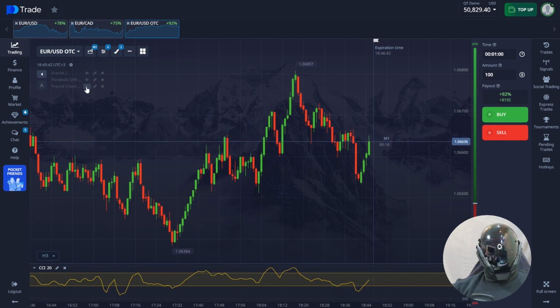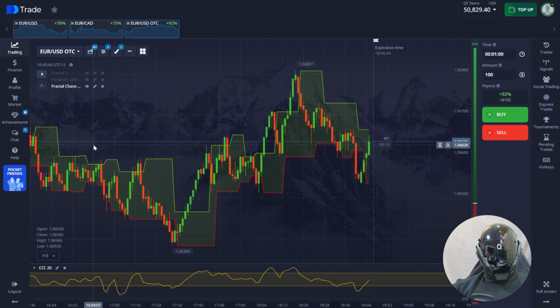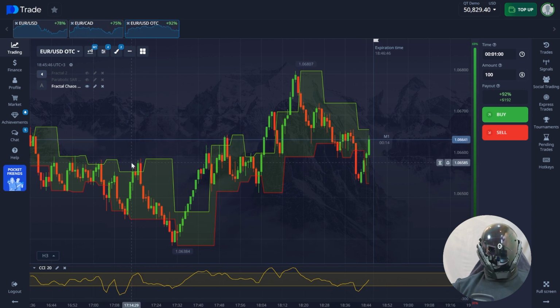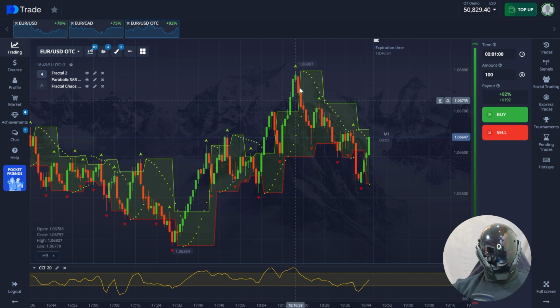The indicators that are superimposed on the chart, like Chaos Fractal Bands, are the ones that are considered lagging indicators, right? They're the ones that are superimposed on the chart, and they are the ones that give signals when the candle closes.